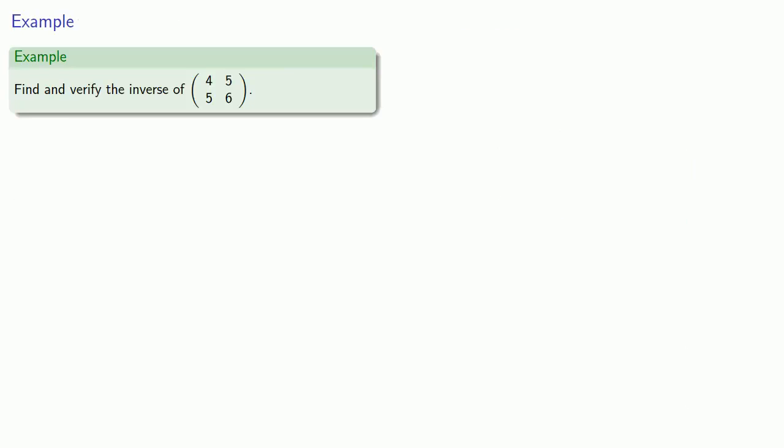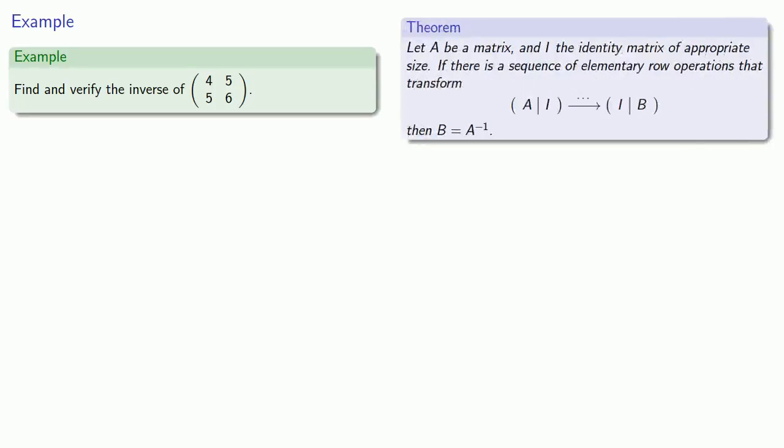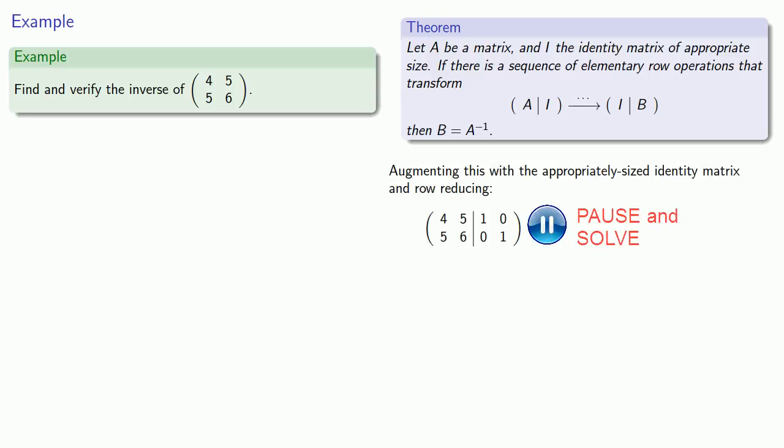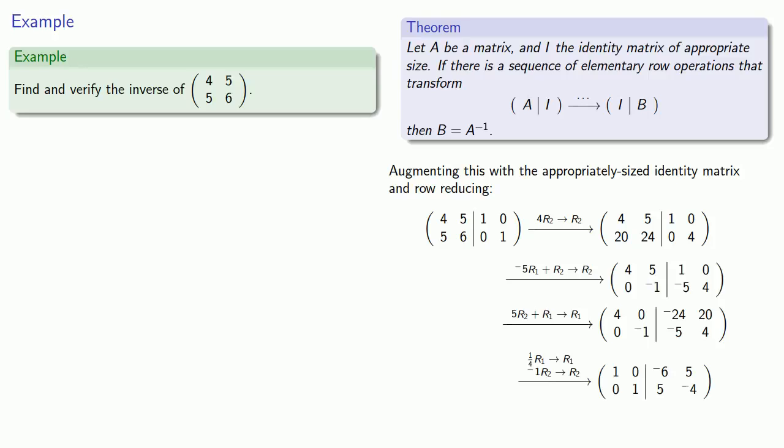So let's apply that. Suppose I want to find the inverse of the matrix 4, 5, 5, 6. So our theorem says that we can take this matrix and augment it with the appropriately sized identity matrix and then row reduce to find the inverse. So we'll augment our 2 by 2 matrix with the appropriately sized identity matrix, and we'll perform our row reductions. And after all the dust settles, we have the identity matrix here on the left-hand side, and this thing on the right-hand side is the inverse.